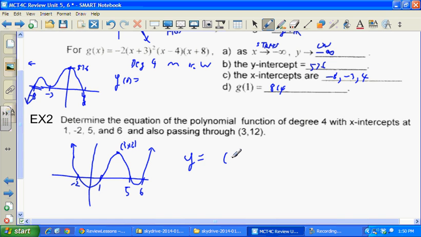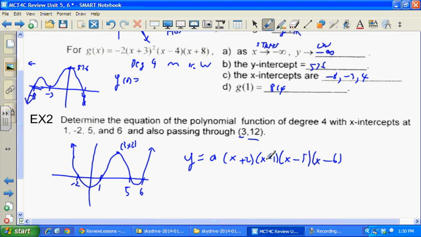We know that each of those roots leads to a bracket, right? But we don't know the stretch factor that's going to give us the point (3, 12). So how do we do that? We're going to use that point.